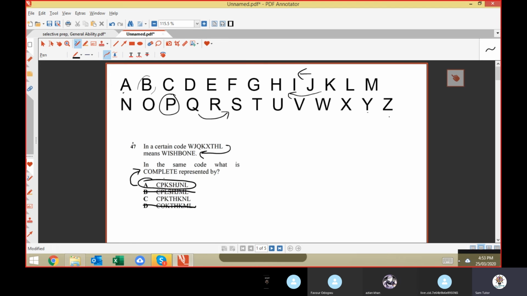So I did P, you got to go one to the left. One to the left becomes O. Beautiful. Then K, we got to go forward 2. So 1, 2. Yep, that becomes M. Perfect. S, I got to go back 3. So that becomes 1, 2, 3. That's P. Perfect. And so on.